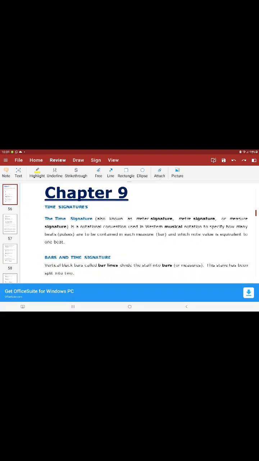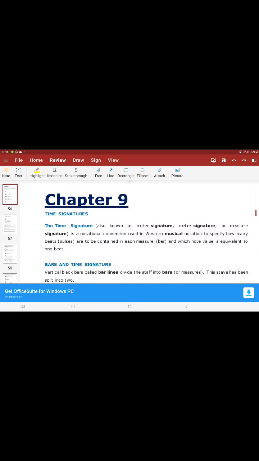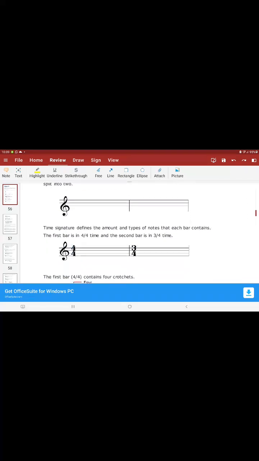Today we'll continue in our music rudiments. We're looking at what we call time signatures. I know when we give you a music piece, you will see some values at the beginning of the music piece. It can be like 4/4, 2/4, 3/4. See an example of what I'm saying.